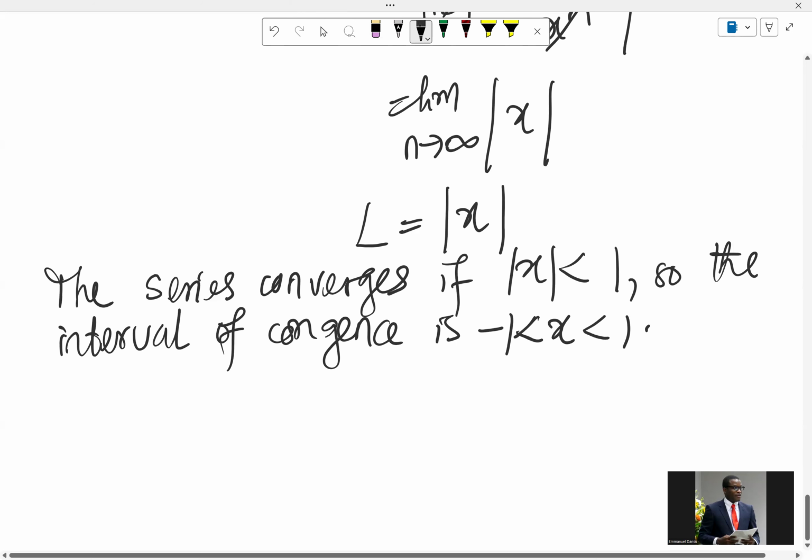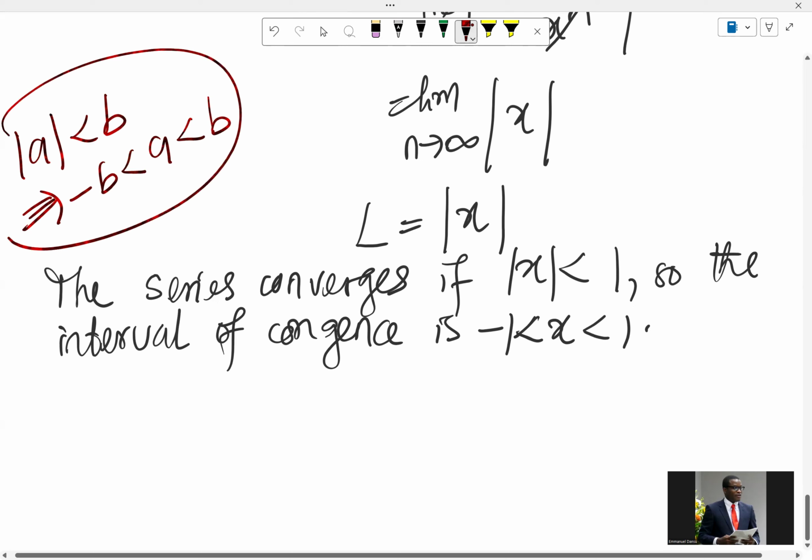So generally speaking, anytime you have the absolute value of a less than b, what it simply means is that the negative of b will be less than a itself, and a will be less than b. This is how to break it down. So that's why the absolute value of x less than 1 is actually -1 less than x less than 1.